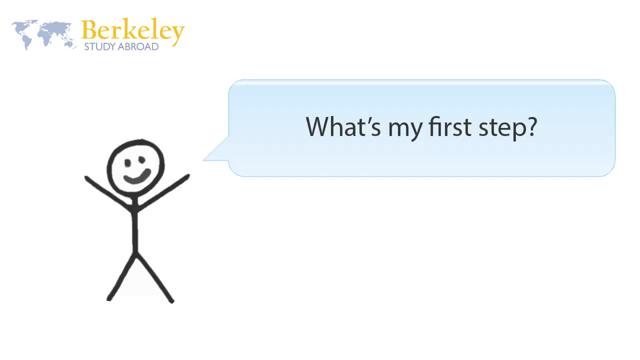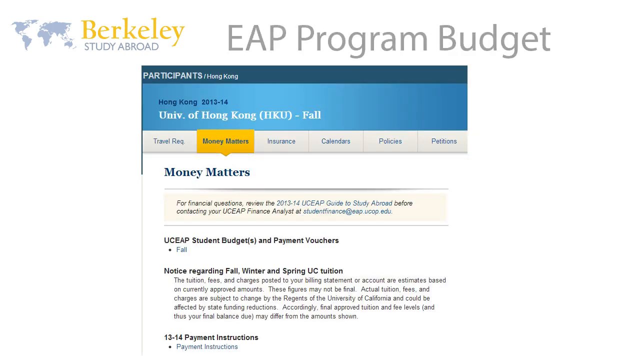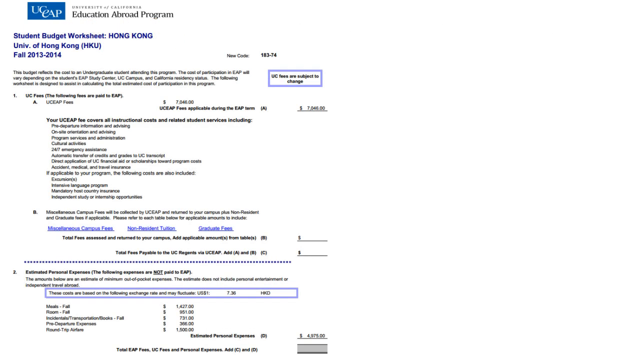Okay then, what's my first step for financial planning for my EAP program? Your first step for financial planning is to locate and review your detailed EAP program budget. You can find your program budget posted on the Money Matters tab of your UCEAP pre-departure checklist. This is a sample EAP budget.